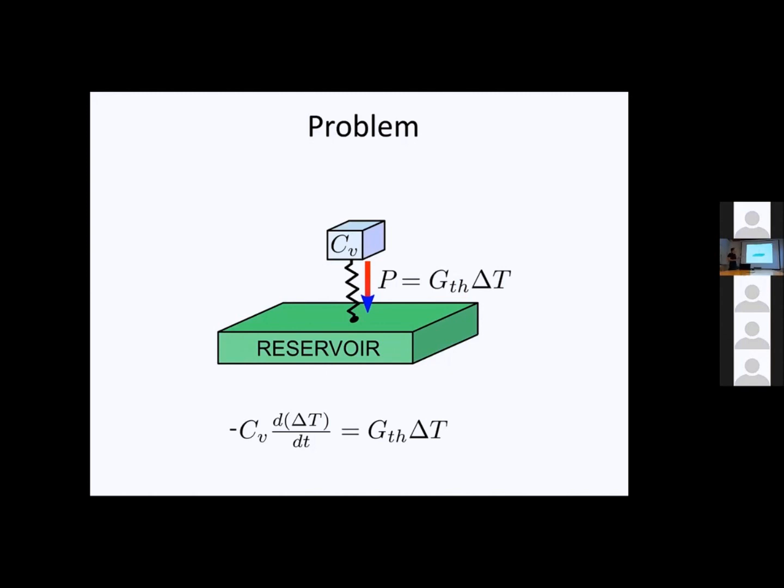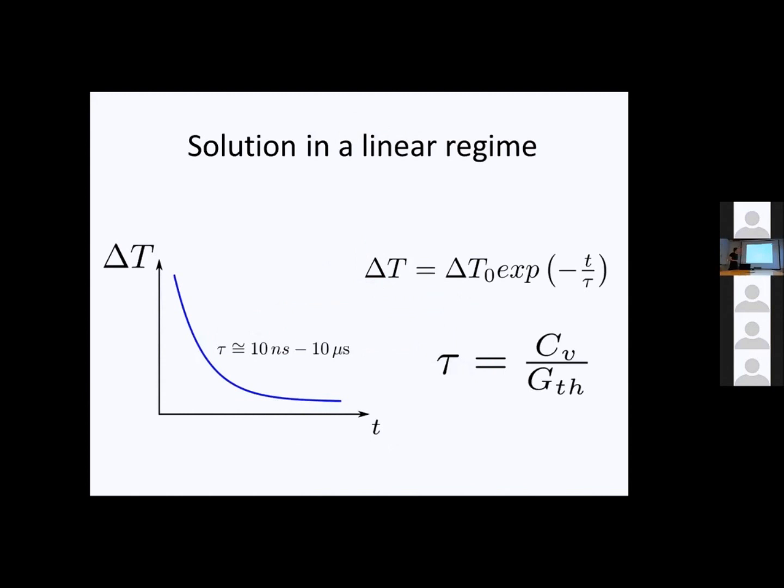And this is a very generic problem. This can be, for example, the electron subsystem, or it can be phonons. If we can distinguish two systems with two different temperatures, and one of them is at an elevated temperature, we can always analyze it within this simple expression. If we now solve this simple differential equation, the solution is exponential in the linear regime, and the decay constant is the heat capacity of the body divided by its thermal conductance with the environment.